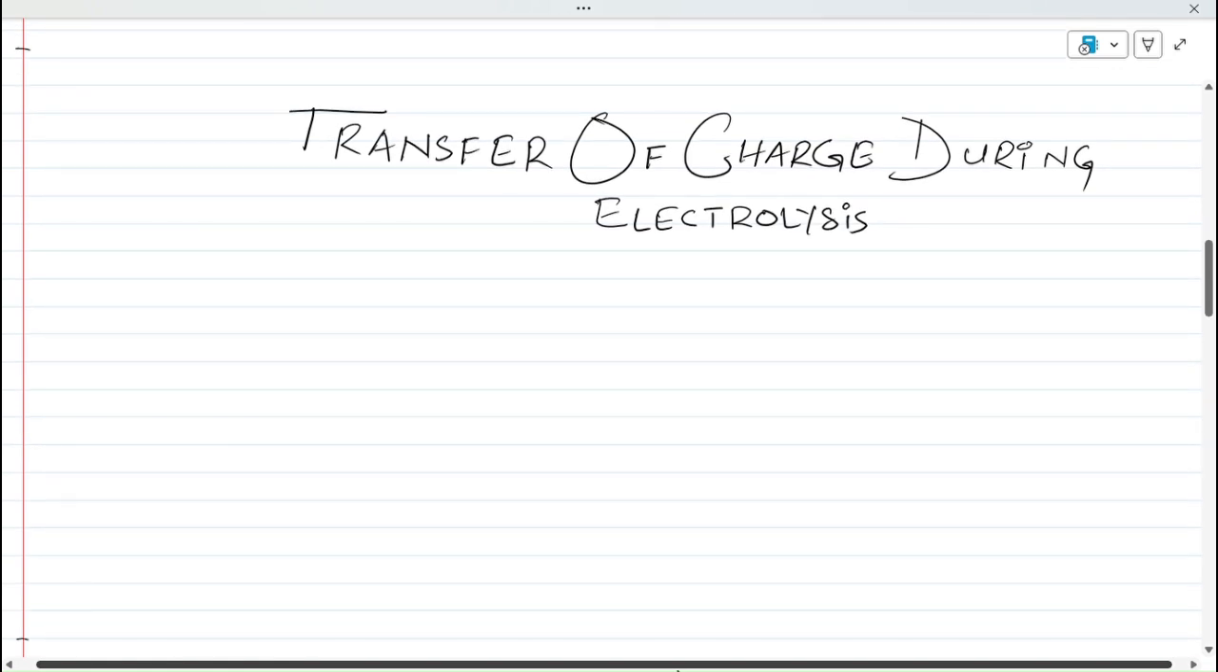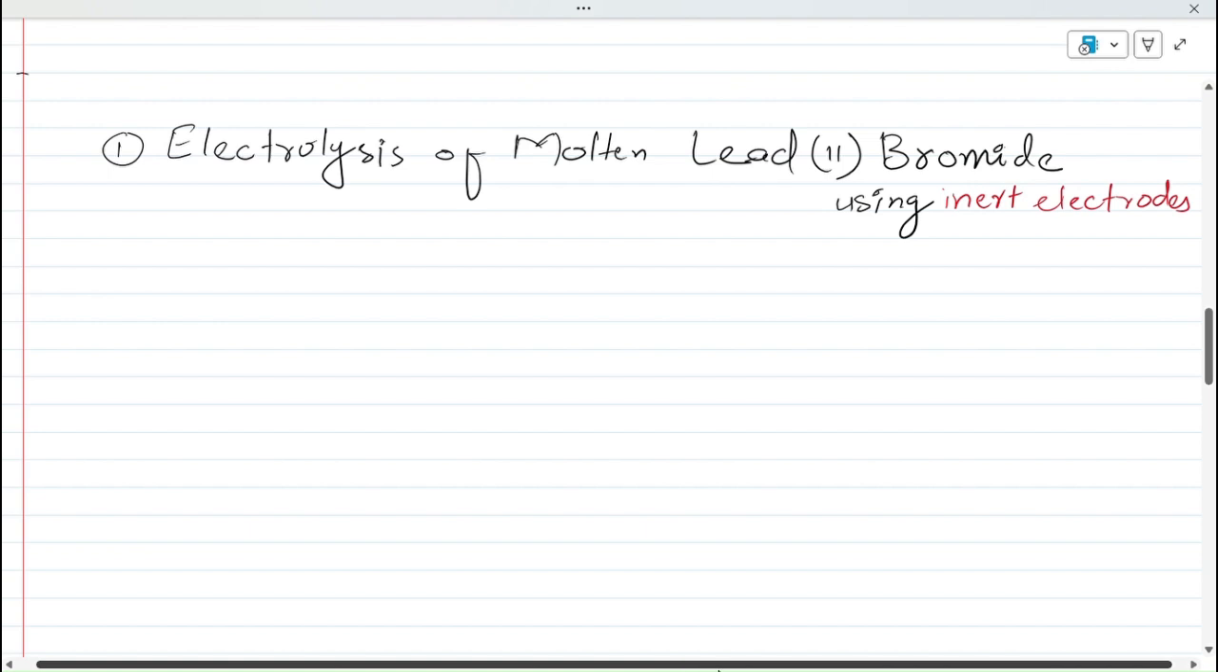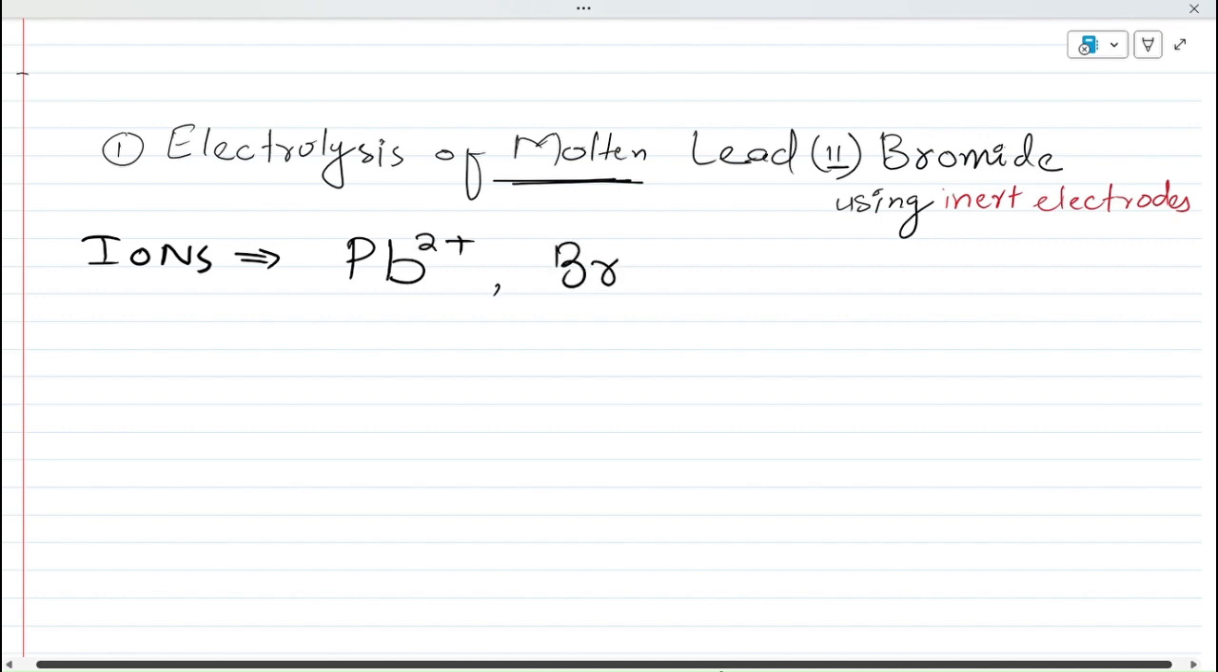In order to discuss the transfer of electric charge, let's discuss the electrolysis of molten lead bromide using inert electrodes. Now in molten lead bromide, if we break this compound into ions, we can clearly see there is no water, molten is mentioned, so there is the lead ion. Lead is symbolized by Pb. It is a transition element having 2 in the brackets, so it means Pb2+, and there is the bromide ion Br-. So these are the positive and negative ions present in molten lead bromide.